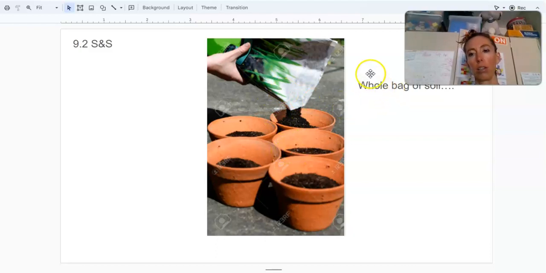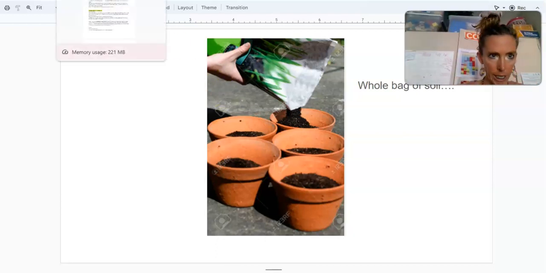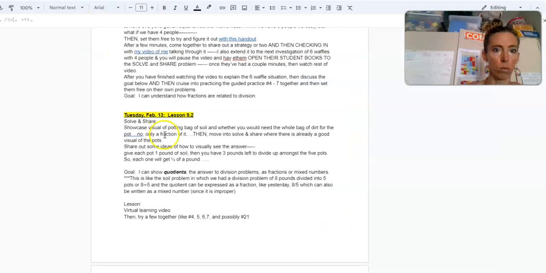And the goal of this image is to try to get out some discussion of, did it take the whole bag to fill one pot? No. So one pot is not one whole bag. It's actually a fraction of it, a part of it, right? So let's go ahead and look at your solve and share problem and see what it's about. Share out some ideas to see what kids are doing.